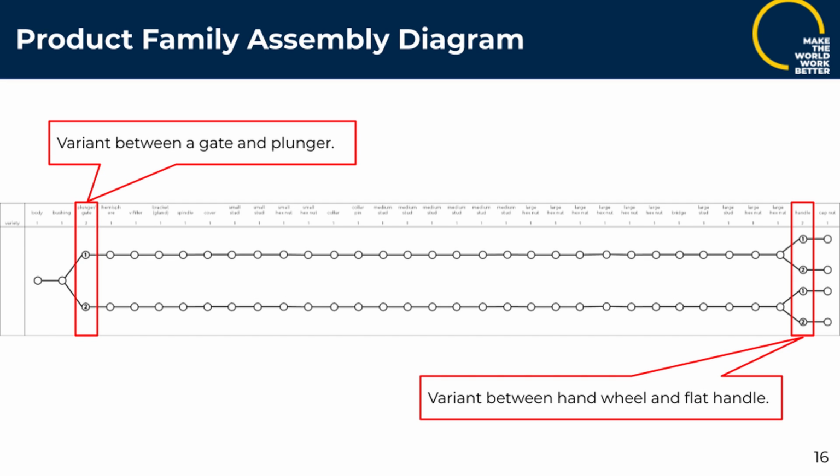And finally, these assembly sequences were used to create a product family assembly diagram, and you can see early on there's already delayed differentiation, and there are two variants in which the plunger or the gate is being added, and then towards the end, once the handle is being added, there are two more variants in which either a hand wheel or a flat handle can be added.